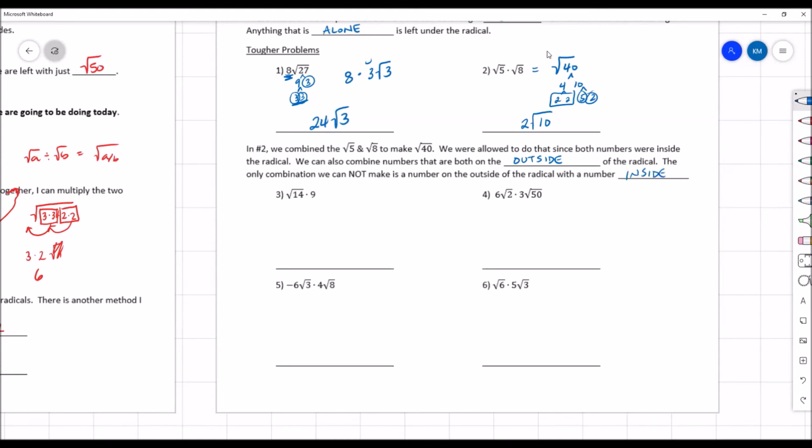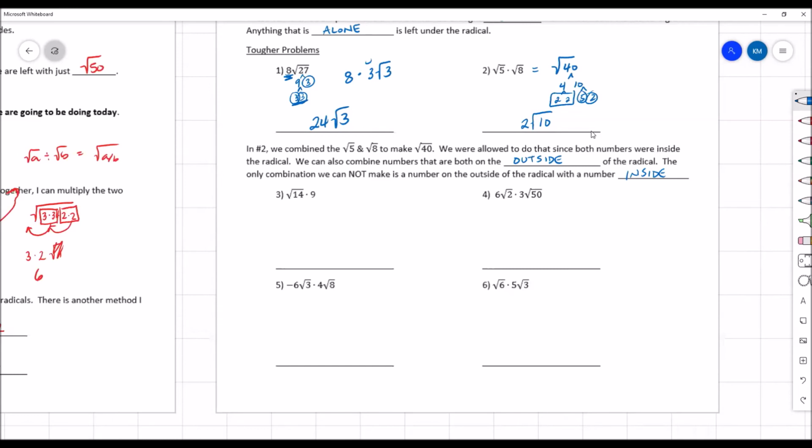Okay, let's do these next few examples here. Okay, so let's look at these different questions. So we have radical 14 times 9. Okay, again, the rule that we'll say a lot is inside by inside, outside by outside. Notice that radical 14 is inside the radical and 9 is outside of the radical.